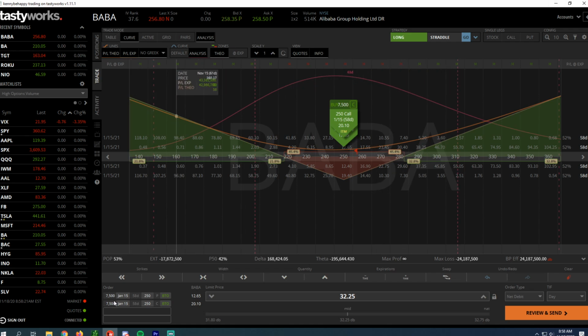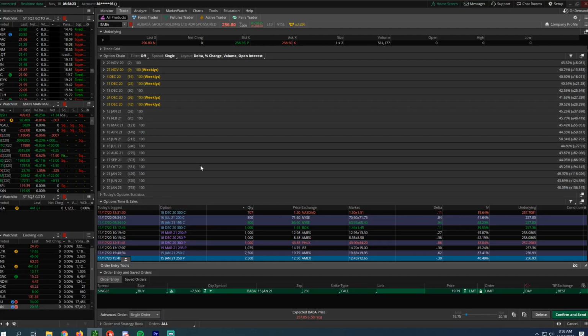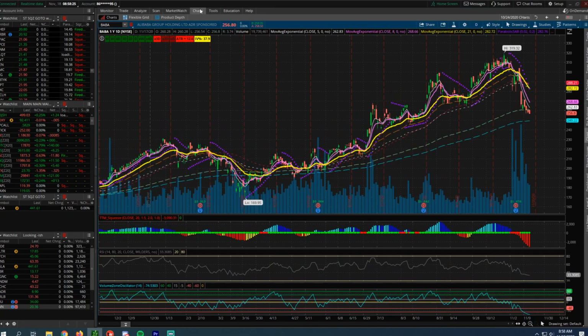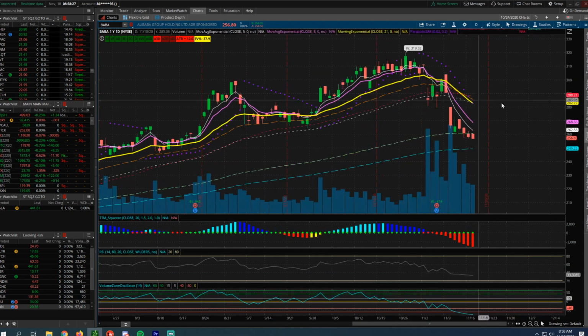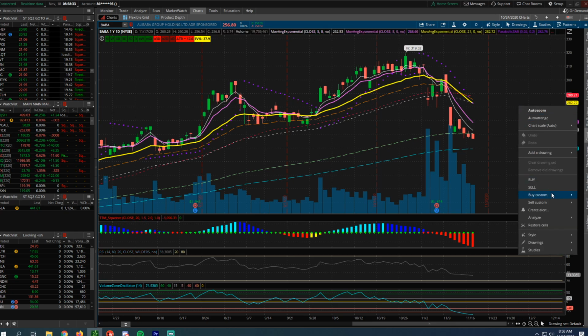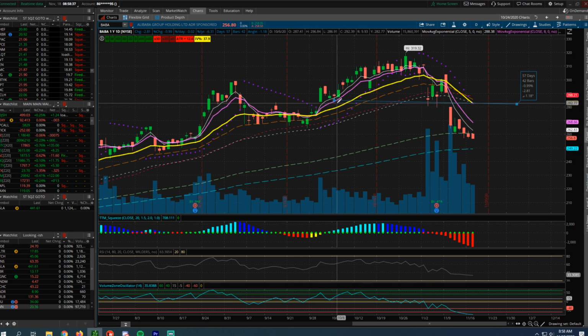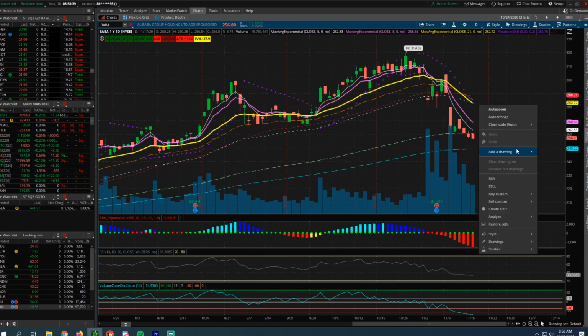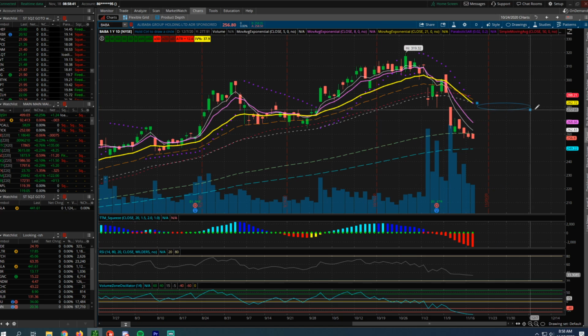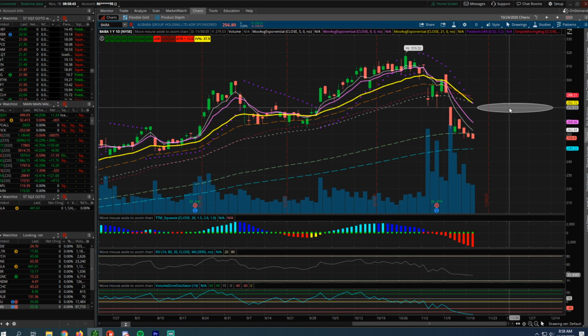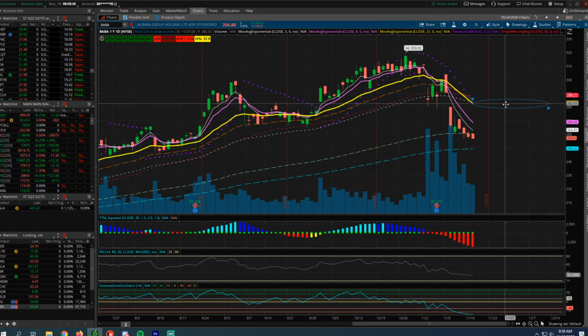So let's go ahead and jump into the charts here via Think or Swim. Once we look at Alibaba, again, that key level: it's at the 21 EMA currently, which is that straddle. We can draw a quick little line here to reference these things. We're going to draw ovals like this. This is the potential profit zone higher there.